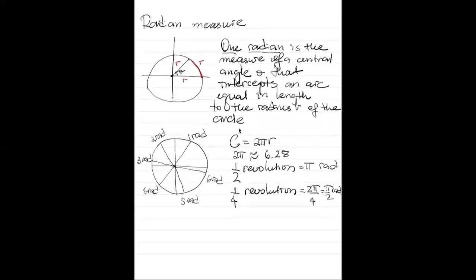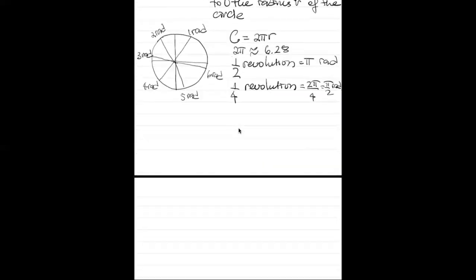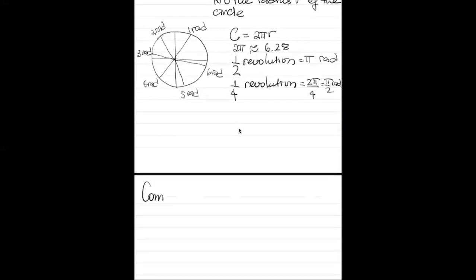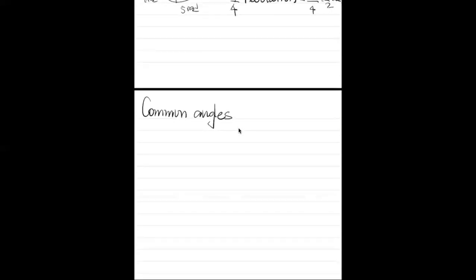Common angles. Angles that are very common in radians. Let's start with pi over 6. So how can we show pi over 6? If pi is half a revolution, pi over 6 would be about 1/3 of that. Here's pi over 6. Think about 180 divided by 6, that's 30 degrees.